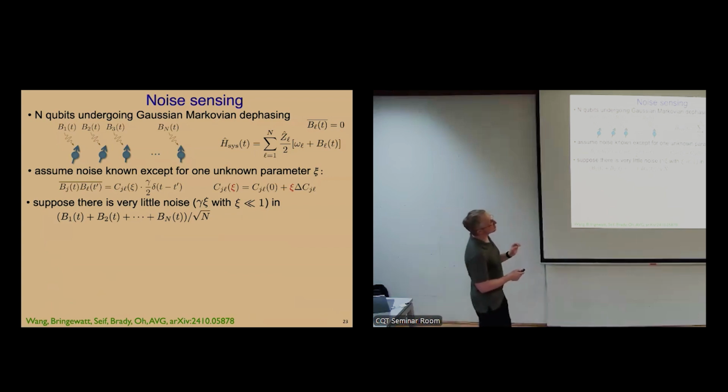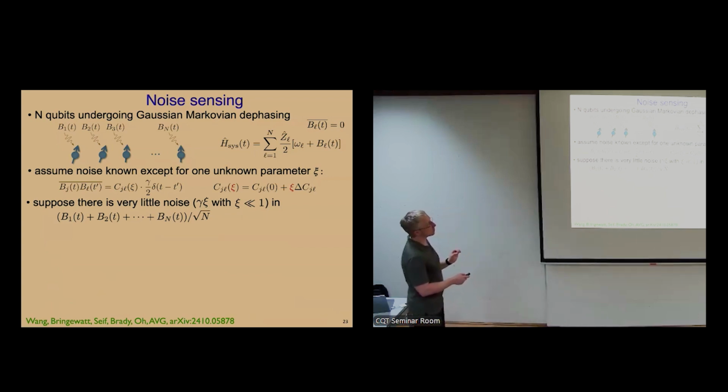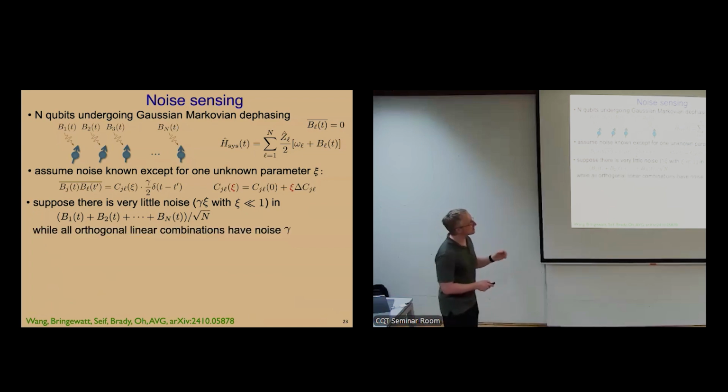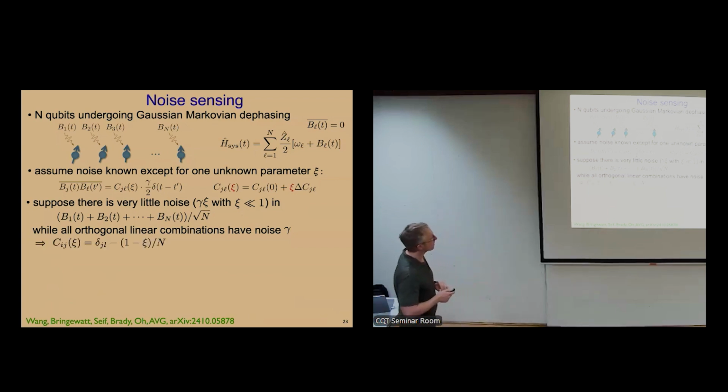Suppose there's very little noise in this one linear combination. So I sum up all the b's and I divide by root n to make this sum normalized. And I'm going to assume that this thing is barely fluctuating. So there's very little noise, gamma psi, with psi much less than 1, in this linear combination. On the other hand, I will assume all orthogonal linear combinations have large noise gamma. So this one linear combination has low noise, everything else has high noise.